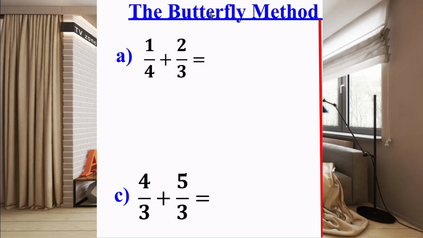So for us to use the butterfly method, we have to consider 2 things. We have the major diagonal and then the minor diagonal. I can call this the major M and this one the minor N. So as we have this, what we do, we get the entities in the major diagonal, we multiply them.